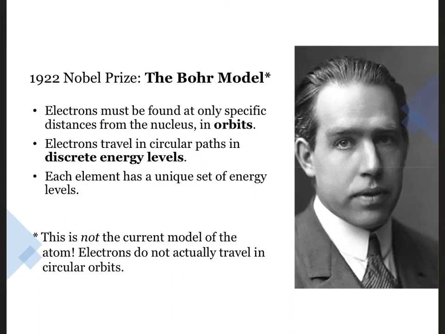Niels Bohr proposed a different model of the atom to account for these observations. In the Bohr model, electrons are found in orbits at specific distances from the nucleus. These orbits are associated with discrete energy levels with a unique set of energy levels for every element. This is that spectral fingerprint we talked about in a previous lecture. While the Bohr model does offer some utility, note that this is not the current model of the atom. We'll discuss that model at the end of the semester.